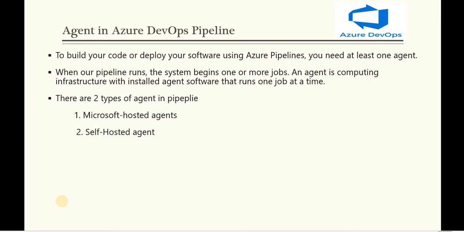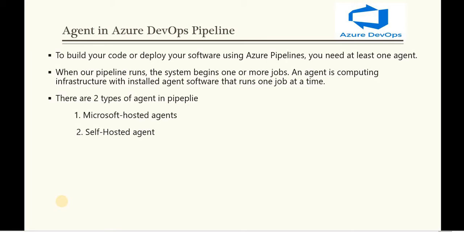Basically, when our pipeline runs, there are many steps to run that pipeline, and all those steps are done by the agent. The agent can be of two types: Microsoft-hosted agent or self-hosted agent. If we create a pipeline with the Microsoft-hosted agent, then everything is taken care of by Microsoft tools, from starting the build or deployment till moving that code into the specific environment.